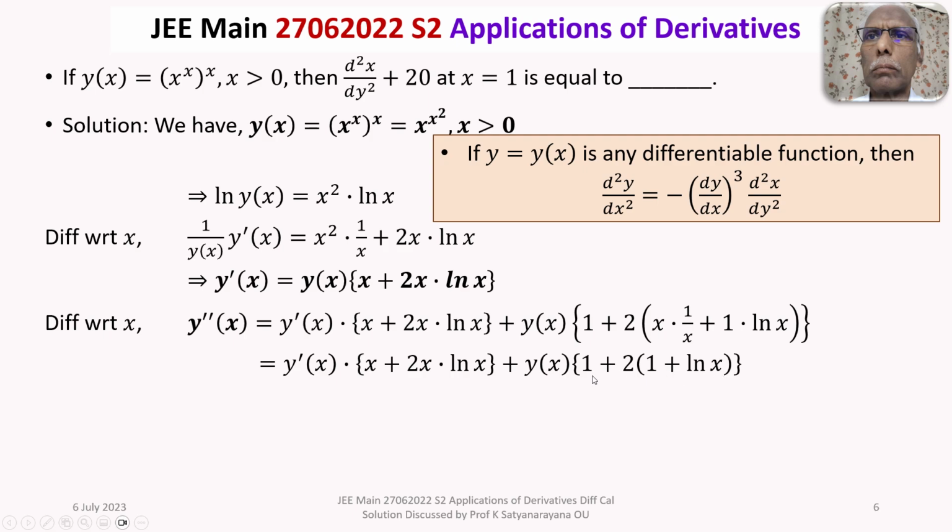We can still further simplify. This 1 plus 2 is 3, and 3 plus ln x you can write in the bracket. So everything is the same. In the last bracket we have written y of x multiplied by 3 plus ln of x. Agreed. So we got dy by dx and d square y by dx square. We continue in the next slide.